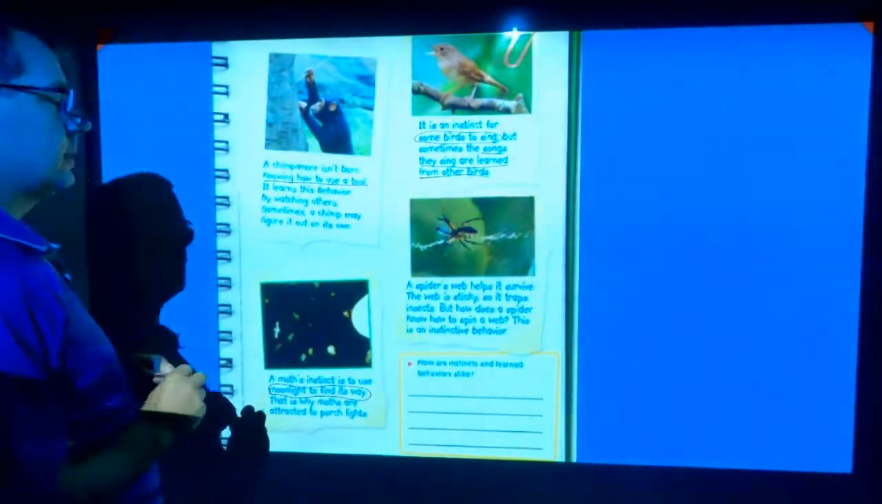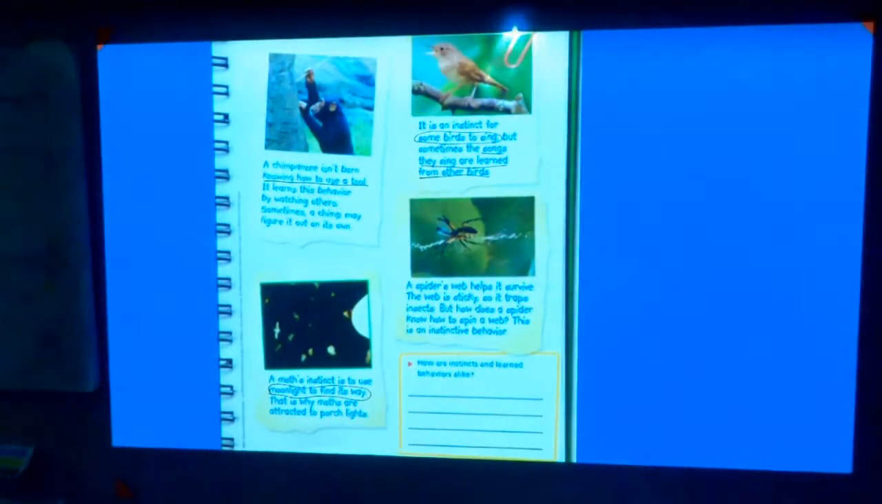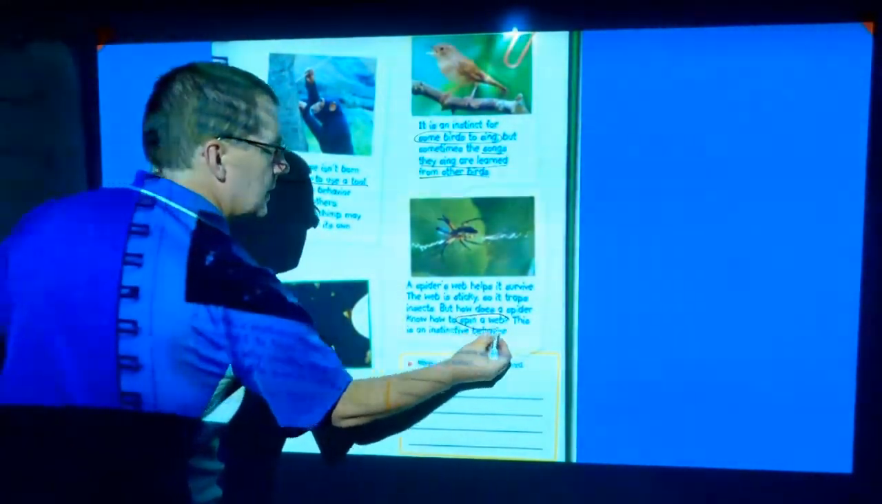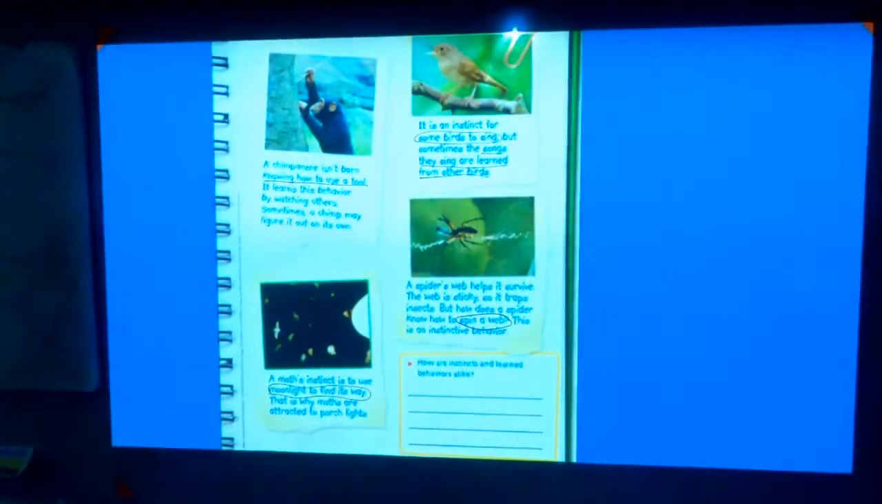Our spider. A spider's web helps it survive. The web is sticky, so it traps insects. But how does the spider know how to spin a web? This is an instinctive behavior. So to spin a web is instinctive. No one ever teaches it how to spin the web. It just knows how to spin the web.